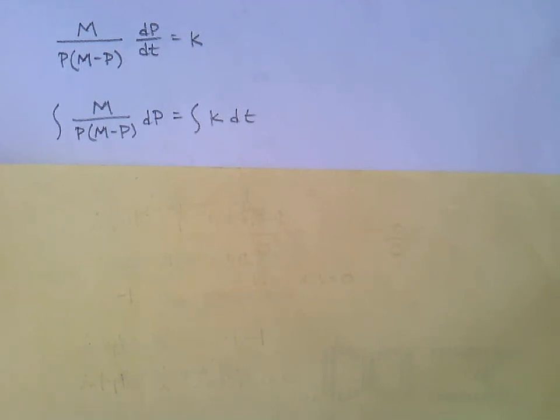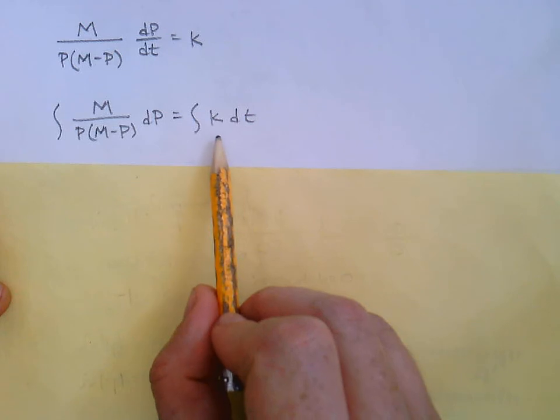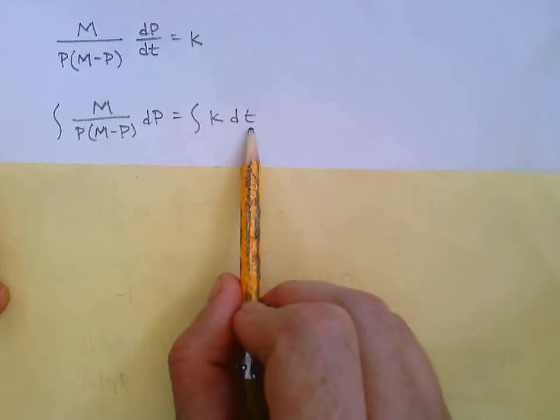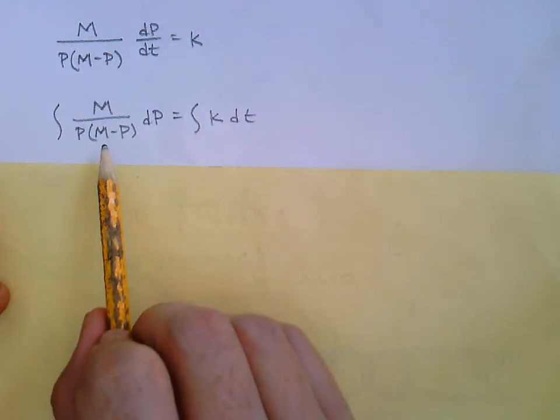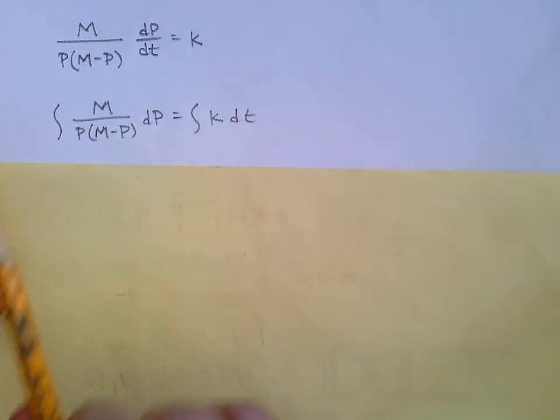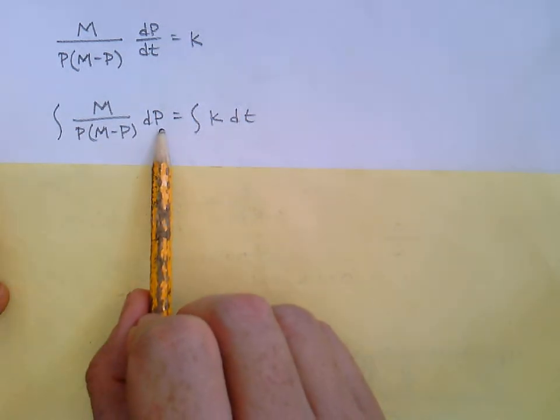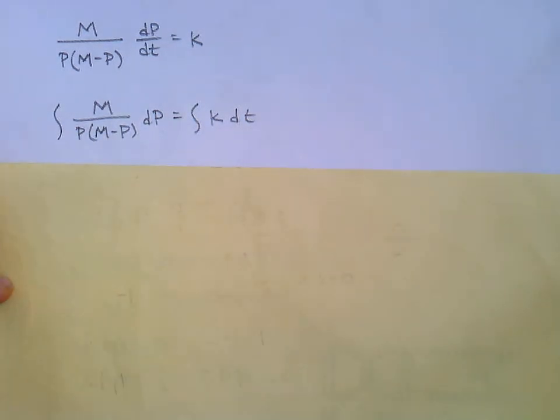As I look at these integrals, the one on the right side doesn't seem to be a problem, a constant dt. But the left side, that looks like it might be challenging. We're integrating with respect to P. The M is a constant. How are we going to do that?